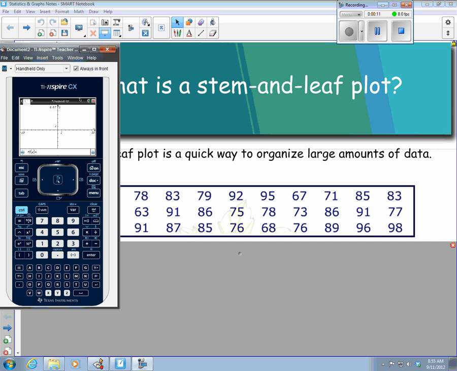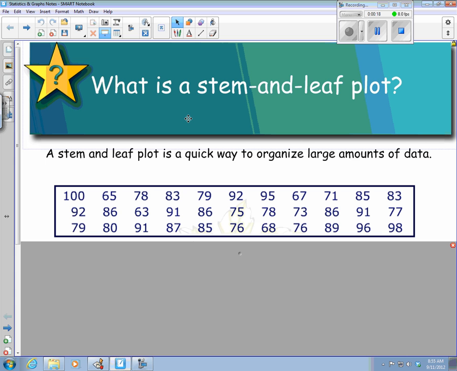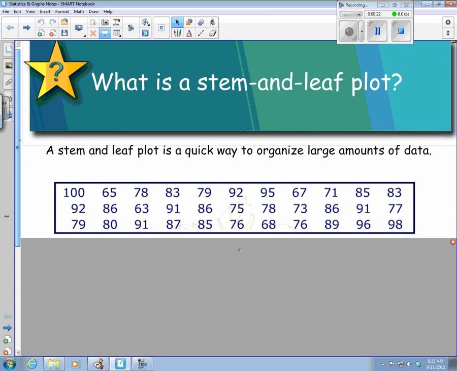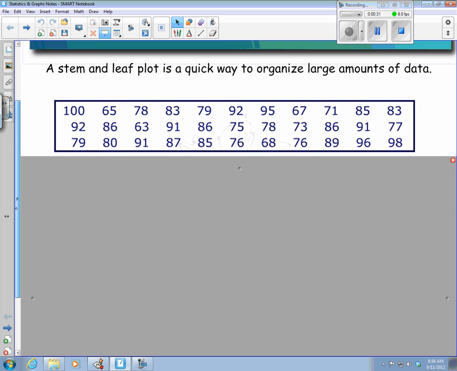And we're going to be using this TI Nspire CX here, but we're going to put that behind us for right now. We're going to look at this. One of the ways that we can organize data, a quick and easy way to organize large amounts of it, is a stem and leaf plot. So we're going to take these numbers right here and organize them in a stem and leaf plot.